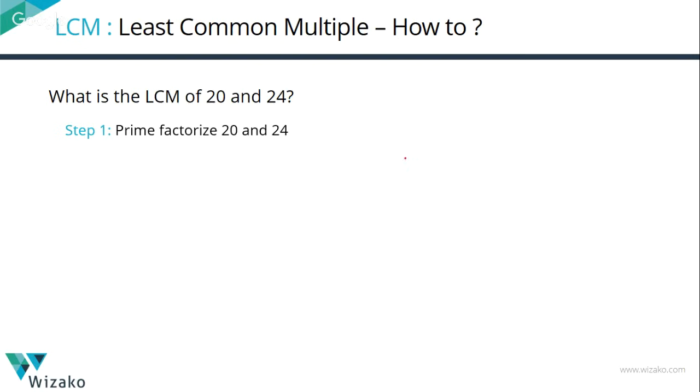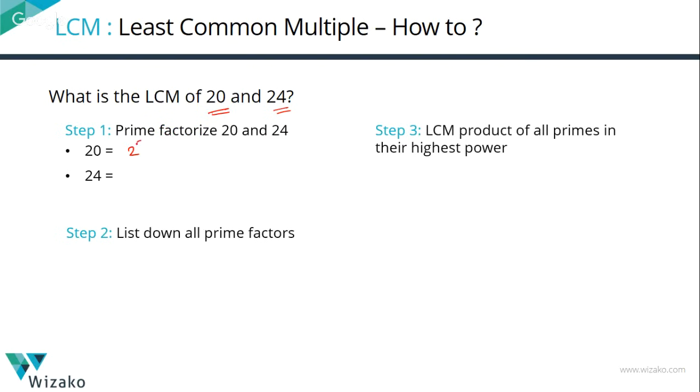Prime factorize, we're going to find out the LCM of 20 and 24. Prime factorize both 20 and 24. Starting point many a times is prime factorization. 20 is 4 into 5, so that's going to be 2 square into 5. 24 is 8 into 3, which is 2 cube into 3.